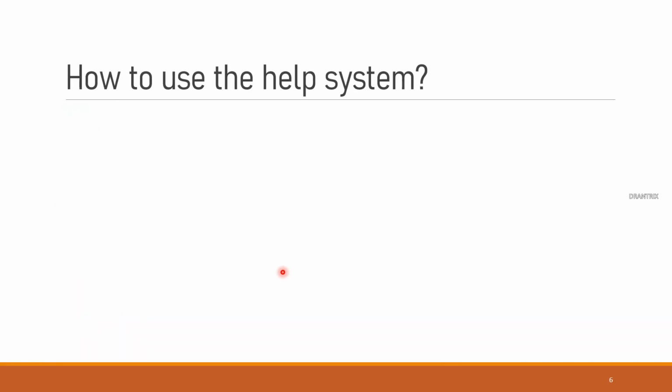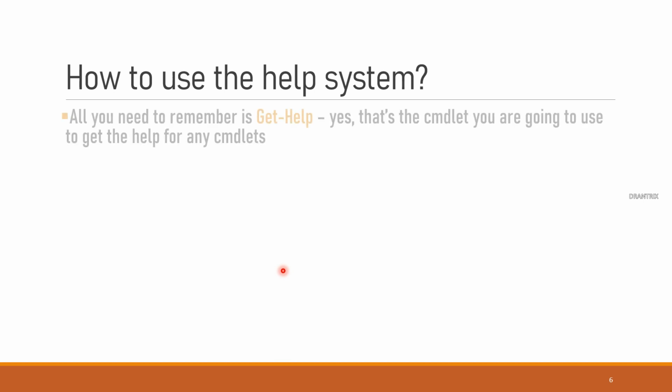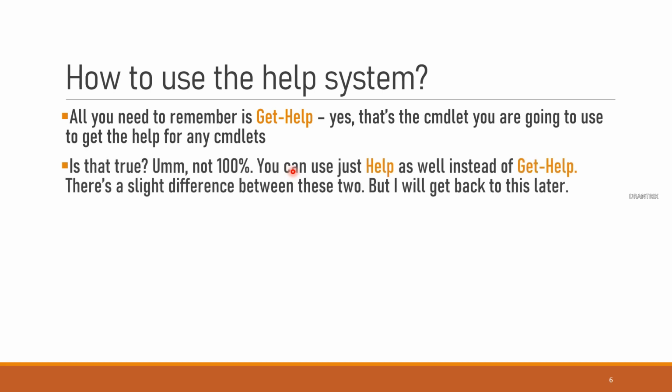So let's come to the main part of the video, that is how to use the help system. All you need to remember is Get-Help. Yes, just that. This is the cmdlet you are going to use to get help for any cmdlets. But is that true? It's not 100% true that you have to use Get-Help, you can just use help as well instead of the full Get-Help.